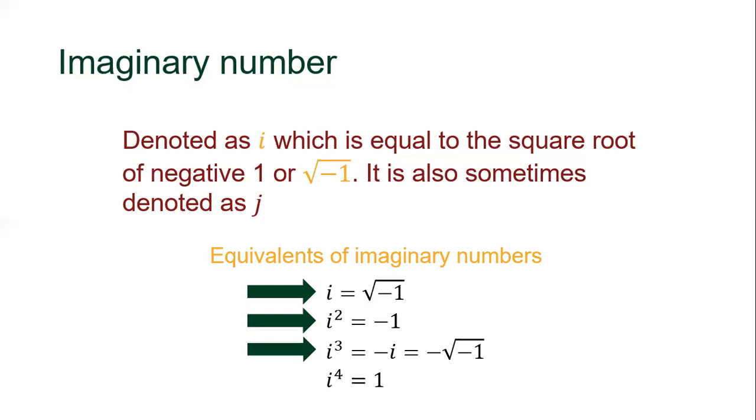I to the cube, or i cubed, or i to the third power, is equal to -i. Negative i is also equal to negative square root of -1, while i to the power of 4 is equal to 1. So those are samples of imaginary numbers, okay?